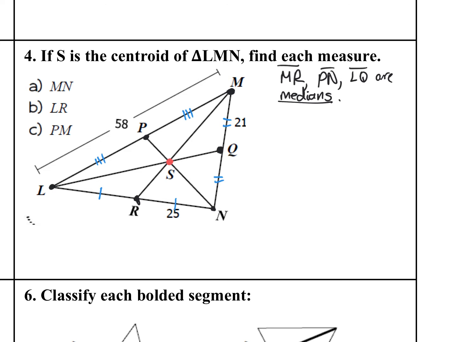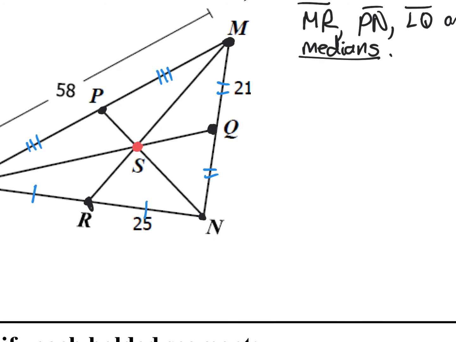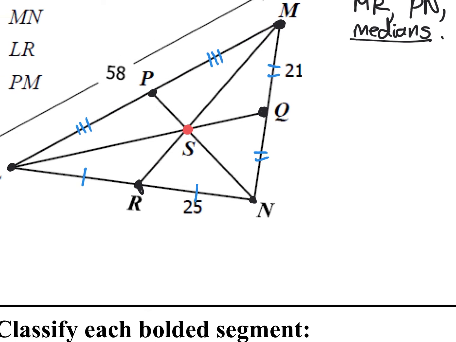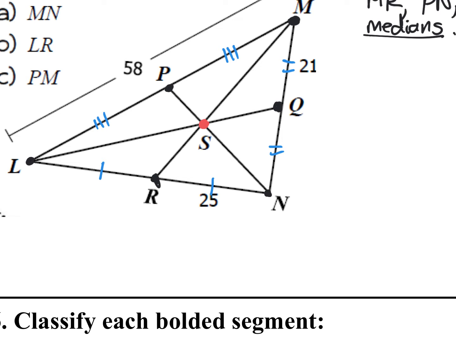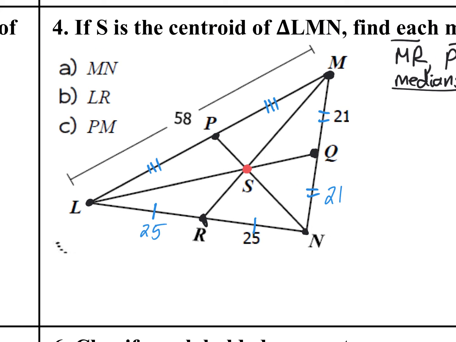All right, so now let's go ahead and find each measure. Just by looking at my diagram, since I know that RN is 25, I can also conclude that LR is also 25. If MQ is 21, I can conclude that QN is also 21 because they're congruent to each other. Since this whole side is 58, I can divide 58 by 2. 58 divided by 2 gives us 29. Therefore, that means that PM is 29, and so is LP.